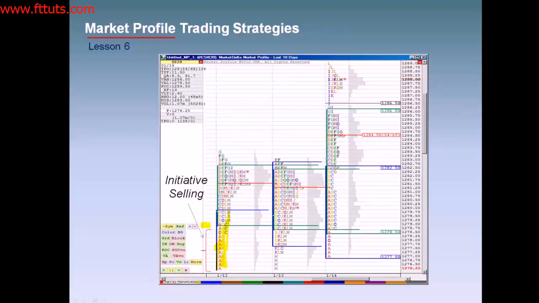So if I would have made the mistake of thinking that this was going to continue and shorted at this point, I would have really been hurt, as I got met with this responsive selling and prices continued to go back up into the value area. Now you see the responsive buying in B period.